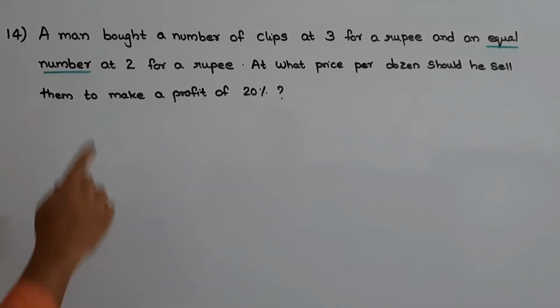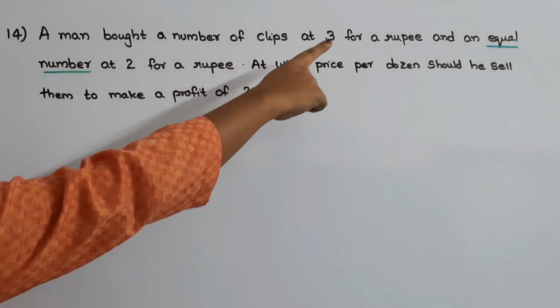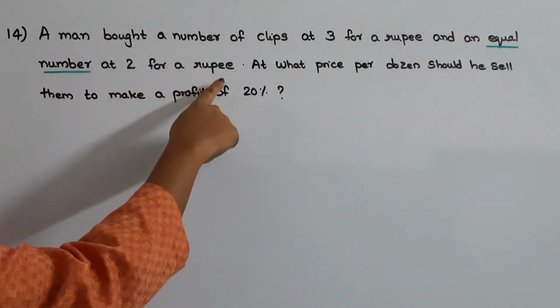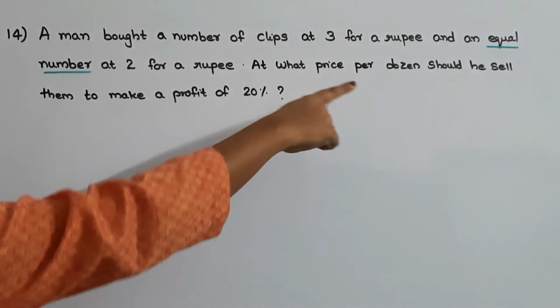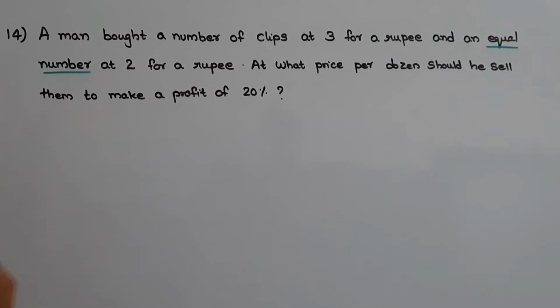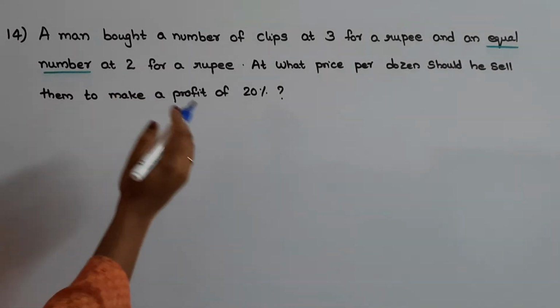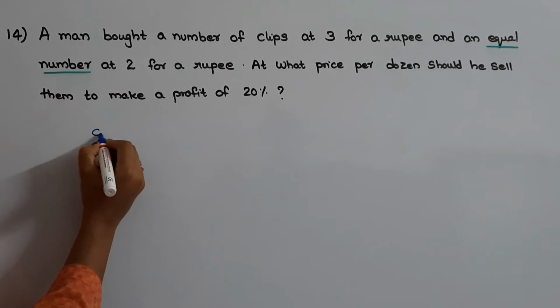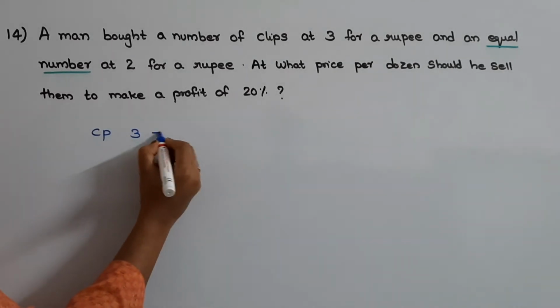The next question is, a man bought a number of clips at 3 for a rupee and an equal number at 2 for a rupee. At what price per dozen should he sell them to make a profit of 20%? So in this question they are telling that a man bought some number of clips in such a way that the cost price of 3 clips is rupee 1.